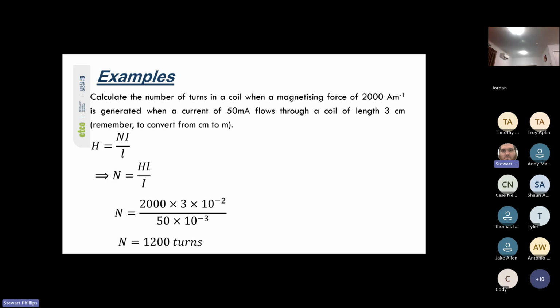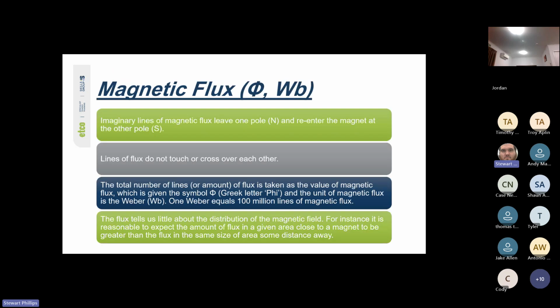So I think you didn't move the decimal place correctly, Sasha. I think that's why you got that 12 million turns, because the decimal place in the 3 and the 50 didn't get moved. Okay, possibly. So we'll move on from this, and then we'll talk about magnetic flux.